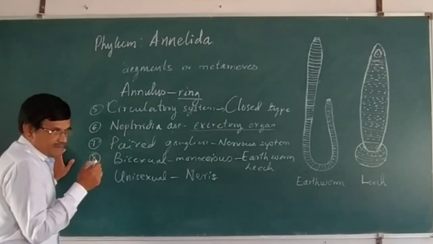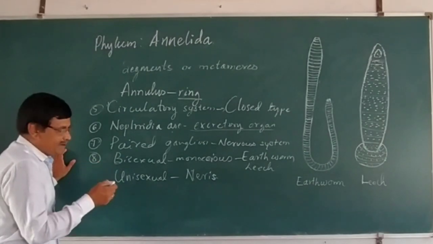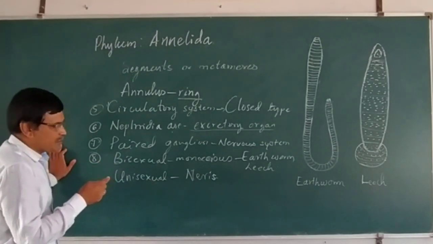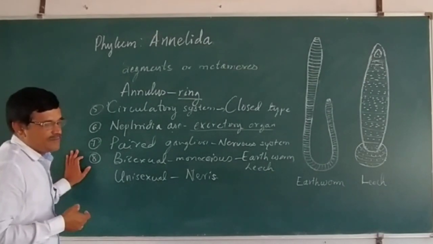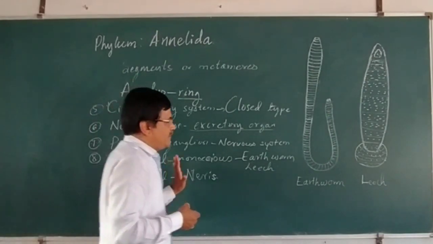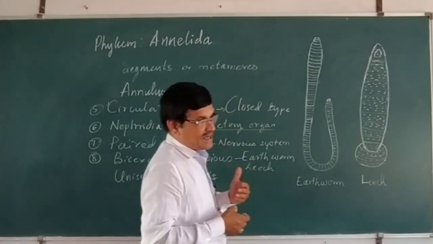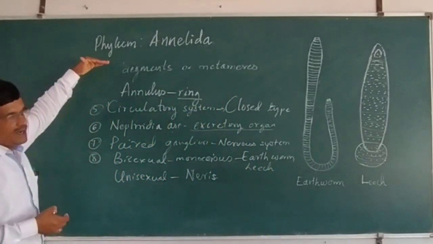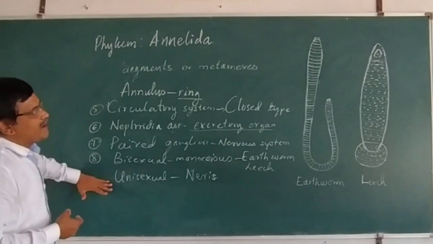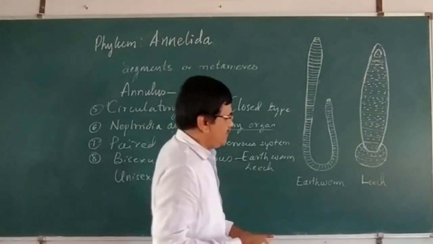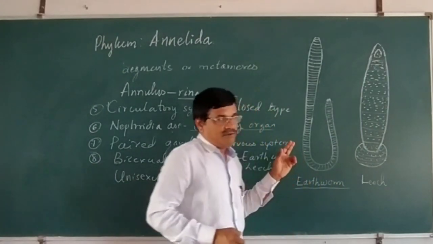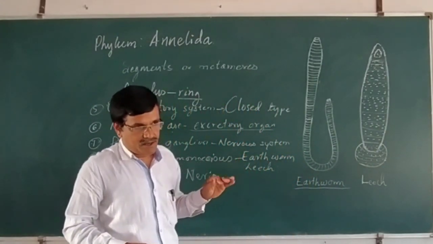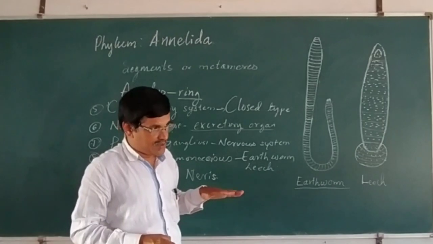Fertilization is internal, and reproduction is by the sexual method. So these are the important general characteristic features of phylum Annelida. Examples are earthworm, which is commonly known as the farmer's friend, found in the upper layer of the soil.